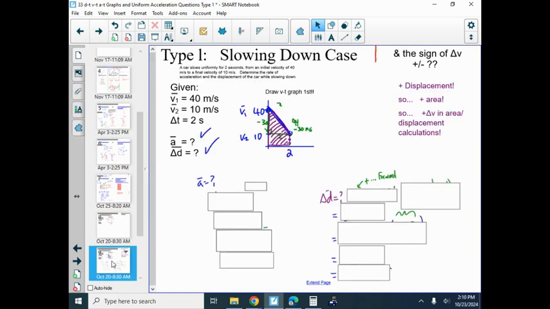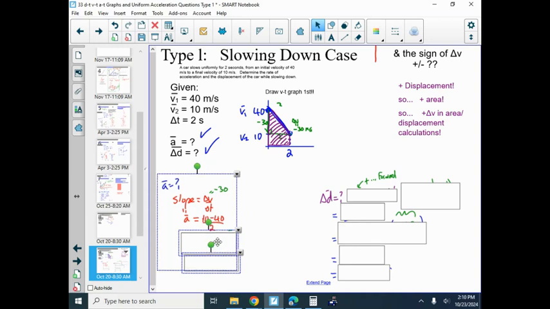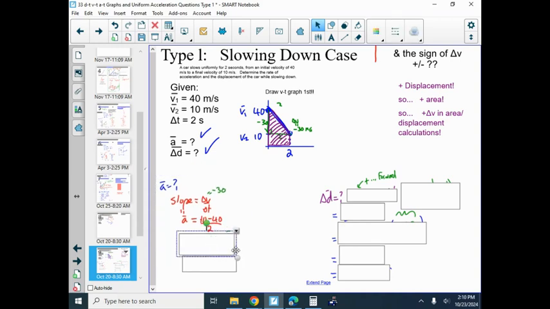So just like we did on the previous slide, I'm just going to show it here, right? Acceleration, of course, you could look at the slope, or you could think of it as an equation, right? So the slope or the equation version. This is the slope version, where slope equals delta v over delta t, and delta v is that, and so on and so on. So you end up with an acceleration of negative 15 meters per second squared.